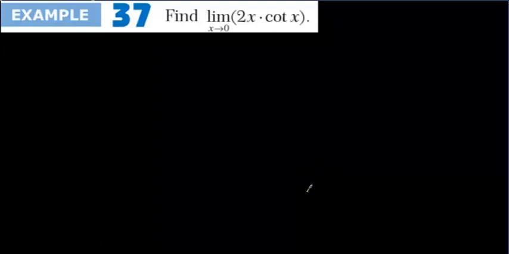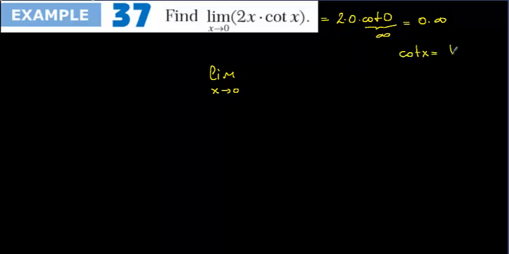This is the same kind of question: limit x tends to 0, 2x times cotangent x. We are going to use a trick here again. Firstly, let me show this one here: 2 times 0 times cotangent 0. Cotangent 0, we know, is equal to infinity, so this is the 0 times infinity case again. Instead of cotangent x, I'm going to write cotangent x equal to 1 over tangent x, and the expression becomes 2x over tangent x.